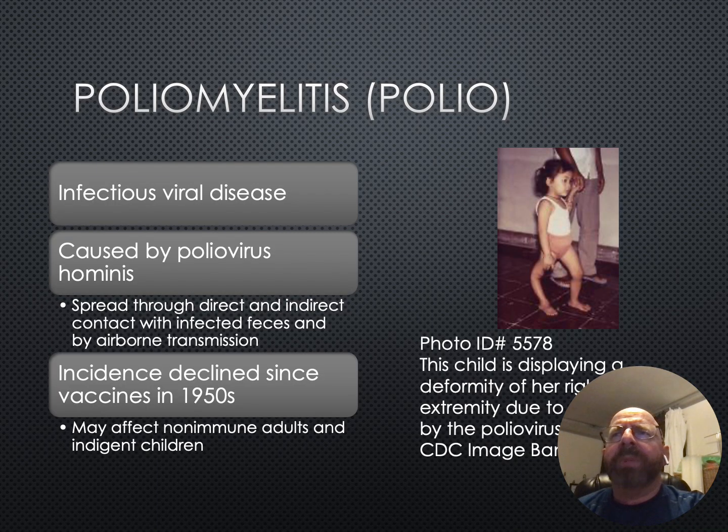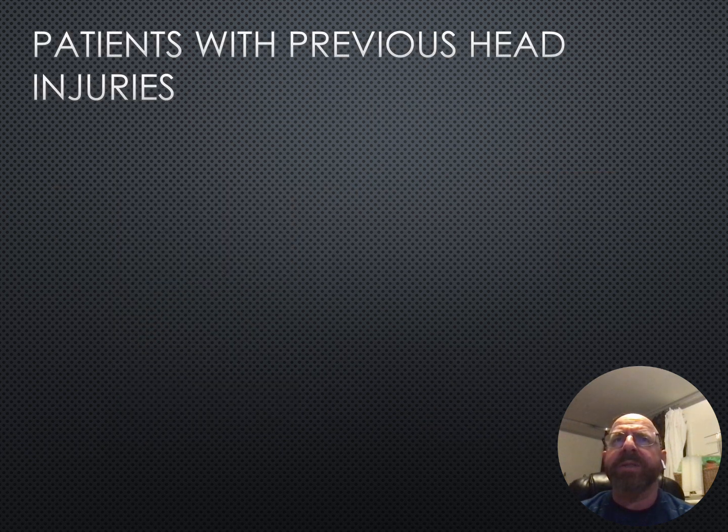Polio, which again should be a generally prevented disease, but we're now starting to see an uptake around the world due to some of the vaccine hesitancy. And it's an infectious viral disease spread through direct and indirect contact by airborne transmission. It was previously in decline, but we are now again seeing an upsurge in this disease.